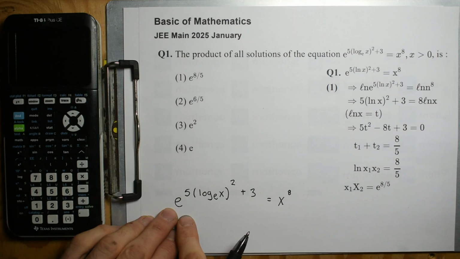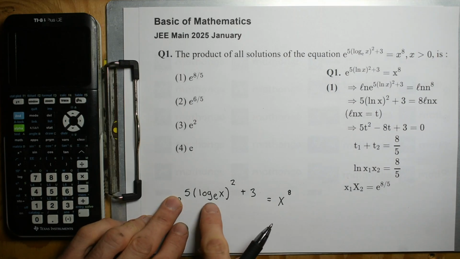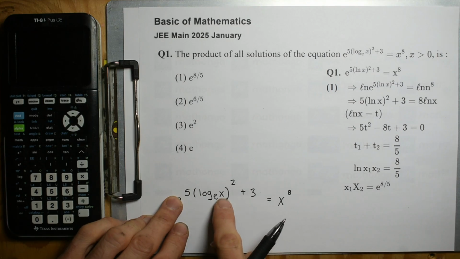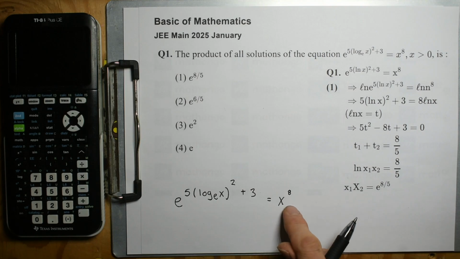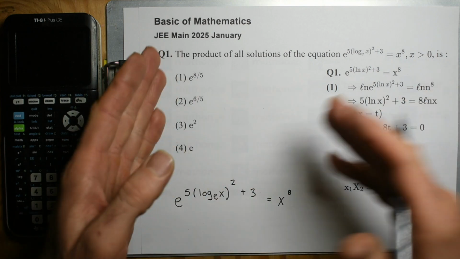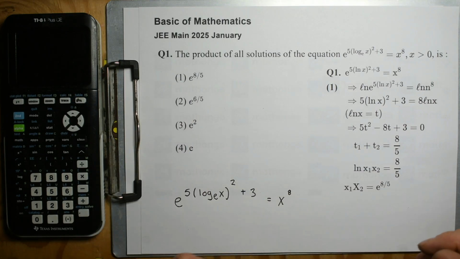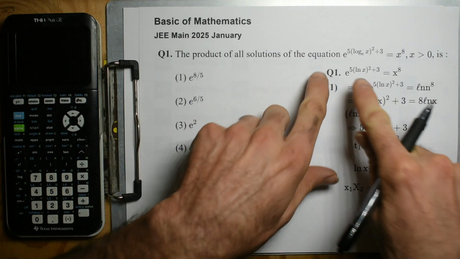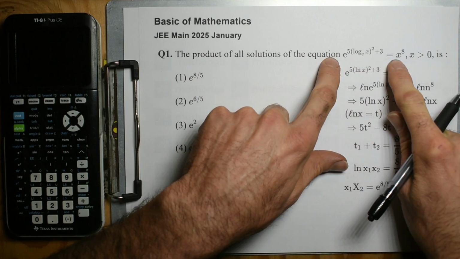Here's our equation. We have e to the 5 multiplied by log e of x, that quantity squared, plus 3, is equal to x to the 8. And so here's the solution, because I didn't do this right. We can go over methods that I explored. But they're just going to take the natural log of this side and the natural log of that side.